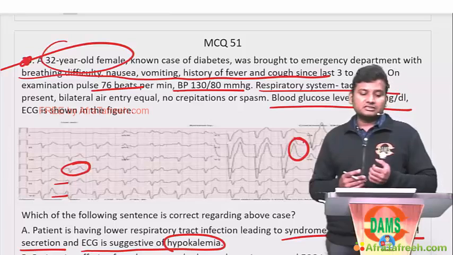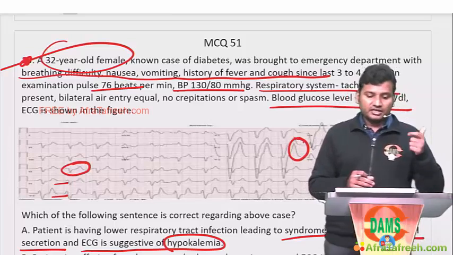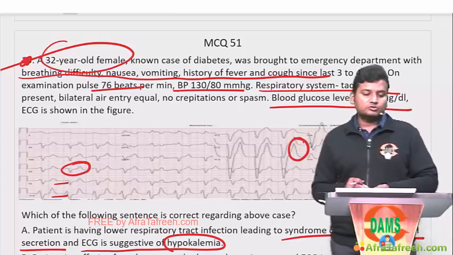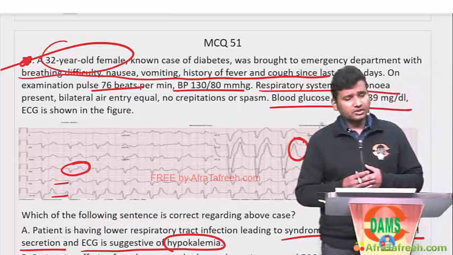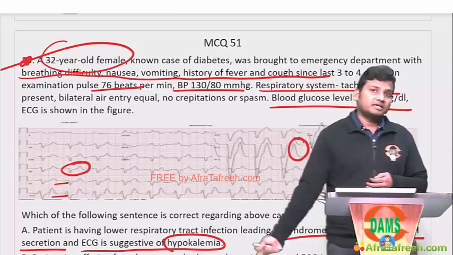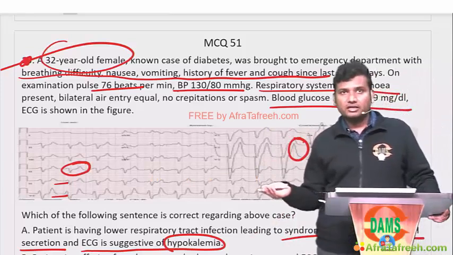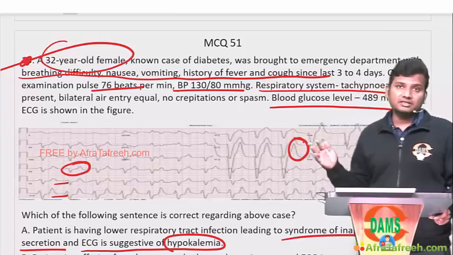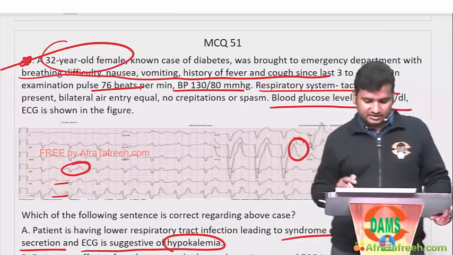Next, this patient is having clinical features of diabetic ketoacidosis like breathing difficulty, nausea, vomiting. It is a feature of presence of ketones. Then the patient is also having Kussmaul's breathing, so it is also a feature of diabetic ketoacidosis. ECG suggestive of hyperkalemia, and in HHS potassium levels are normal. Okay, and sugar levels in HHS are more than 600. Here sugar levels are 489. So it is not a case of HHS.